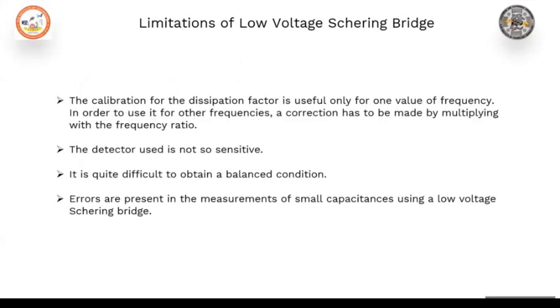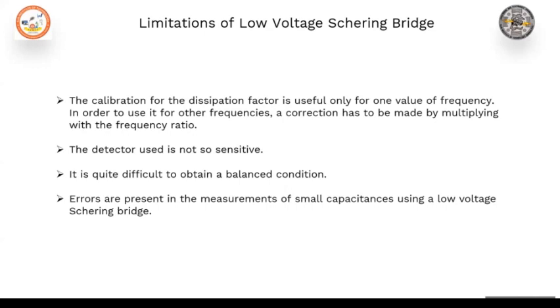So what are the limitations of the low voltage Schering bridge? The calibration for the dissipation factor is useful only for one particular frequency. If you want to use other frequencies, a correction has to be made by multiplying with the frequency ratio. The detector used here is not so sensitive, which is one more disadvantage. And obtaining the balanced condition for the Schering bridge is quite difficult and challenging.